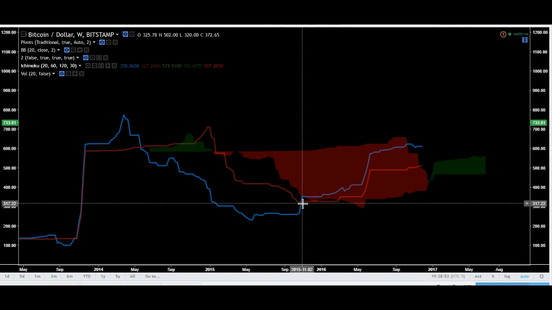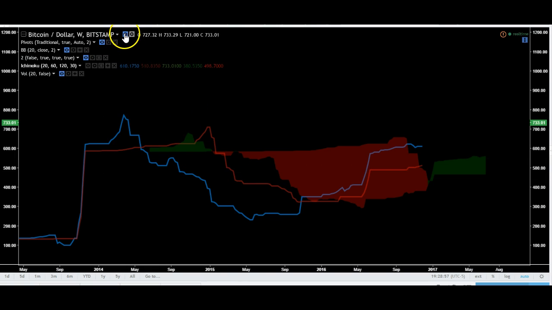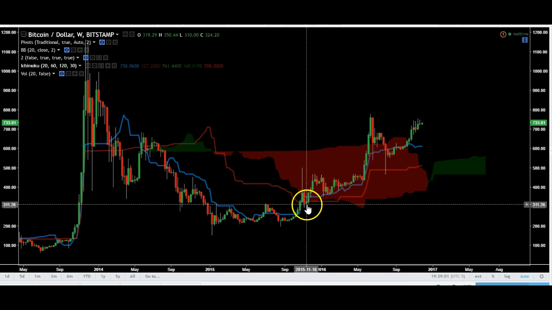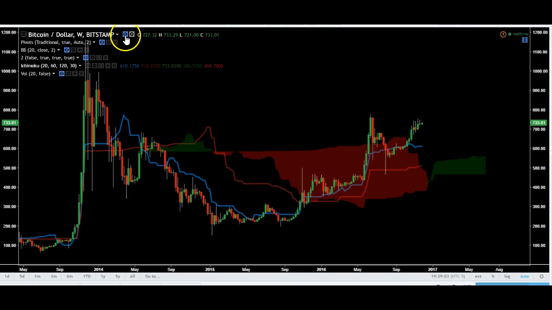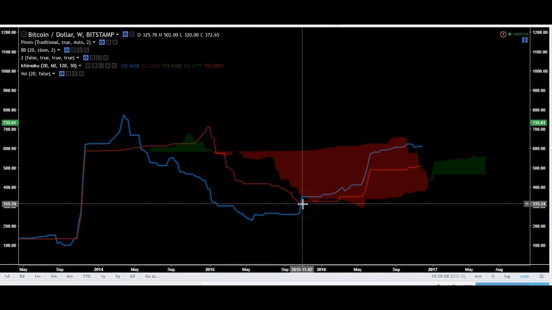Was price still below the cloud? Yes, to some extent. If we turn that back on, by the time this closed, it was in the cloud, then it went out of the cloud. But the point is, if you were short from up here, this was your signal to close. And that principle holds true on any time frame.